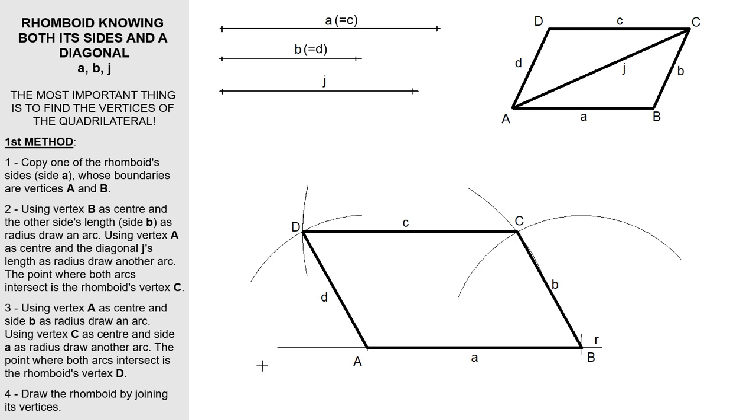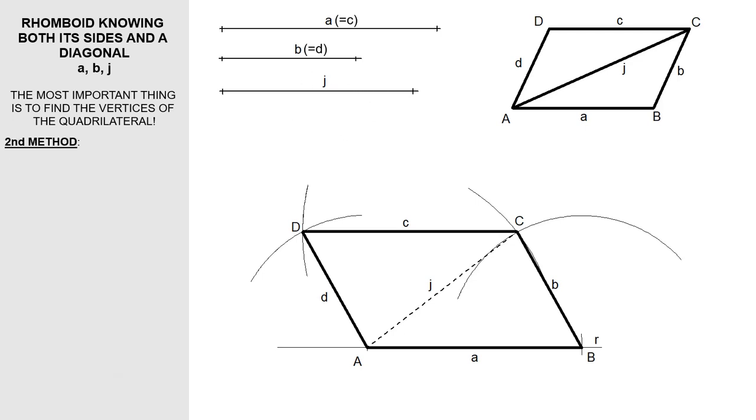We can check that the resulting figure is the asked one. It is a rhomboid because it is a parallelogram where both pairs of opposite sides are congruent and both pairs of opposite angles are congruent as well. Its sides A and B, and therefore sides C and D, are as long as the exercise required, and diagonal J is the length required, so the exercise is properly solved.